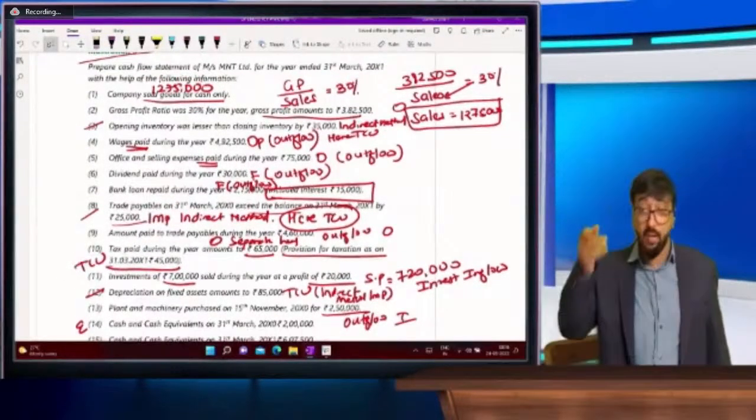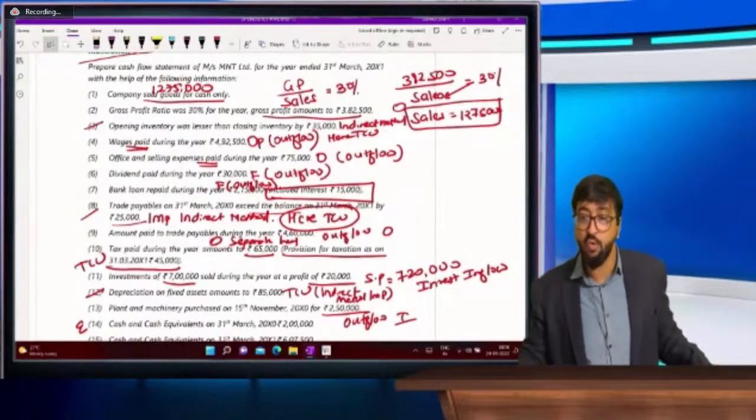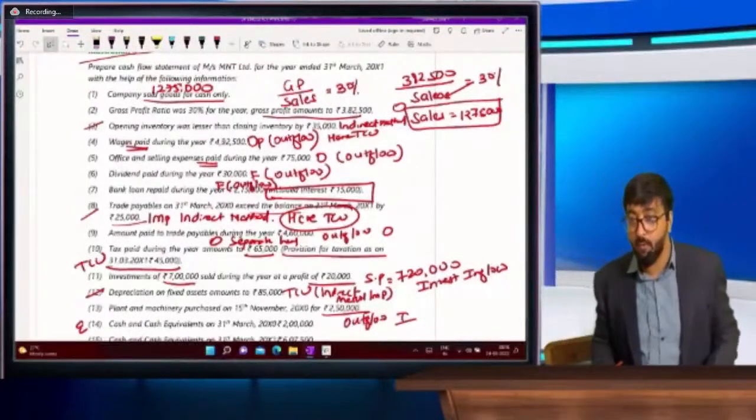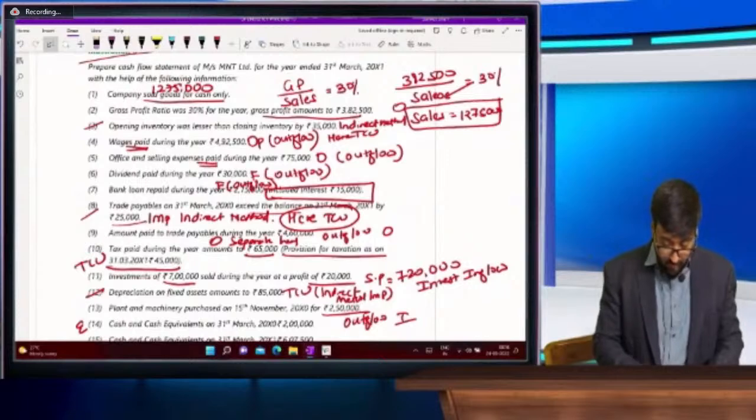So what is to confuse us and what is not to confuse us? So that will take some time. By looking into the question, you have to focus that it is only direct method we are going to follow here. No indirect method. Yes.